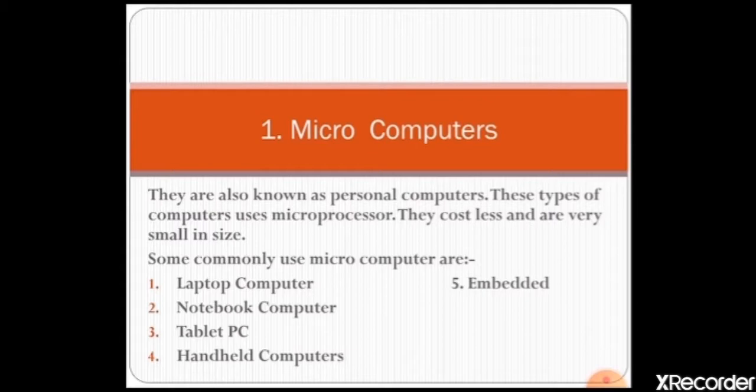Laptops basically operate on special batteries and do not need to be plugged in like a desktop. So these computers are mainly used by business travelers. The screen folds down onto the keyboard when not in use.